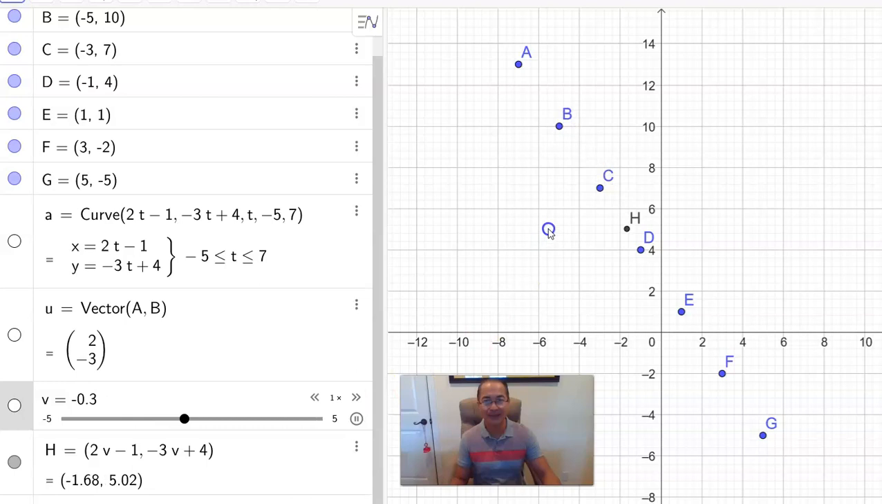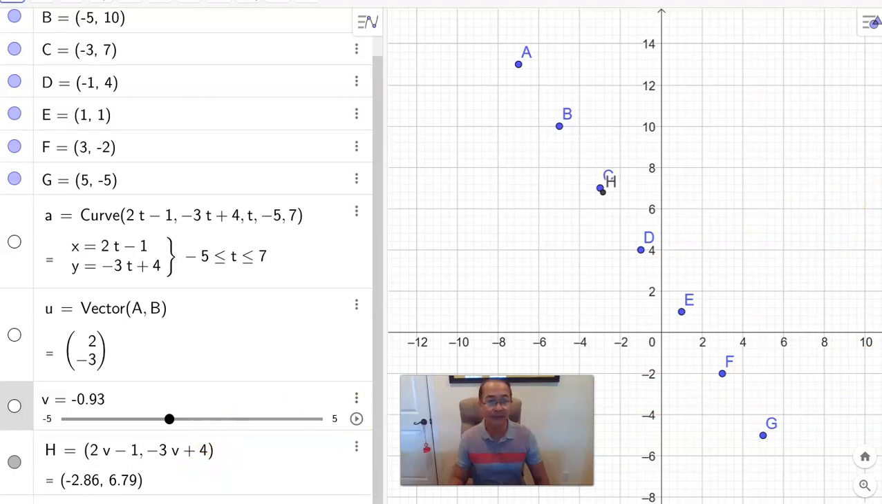So there's the point H, and it is shooting down our XY plane and hitting these points. Now it's going backwards. If you don't want it to go backward, in other words, you want it to go only in the direction of increasing t, here's what you do. Stop it, and then we go to the settings.